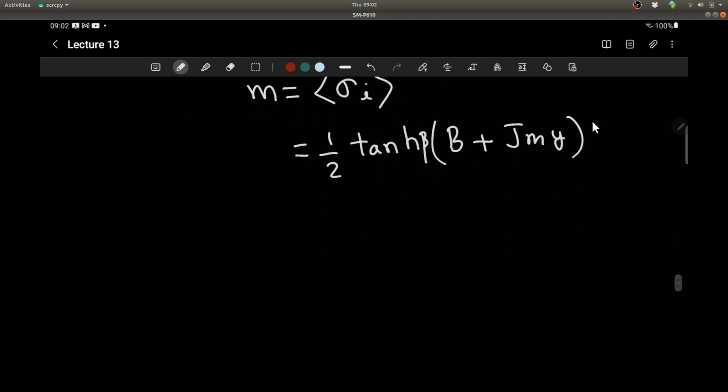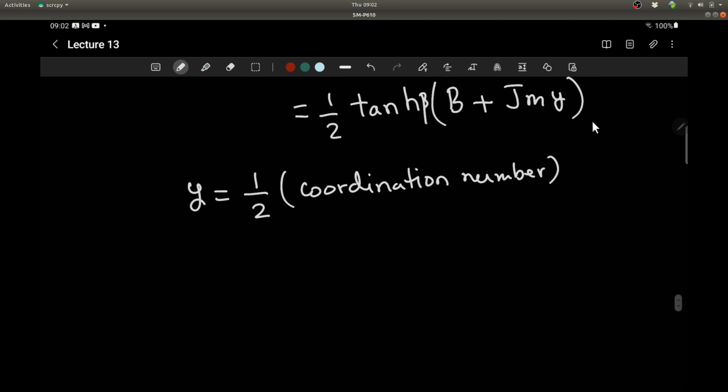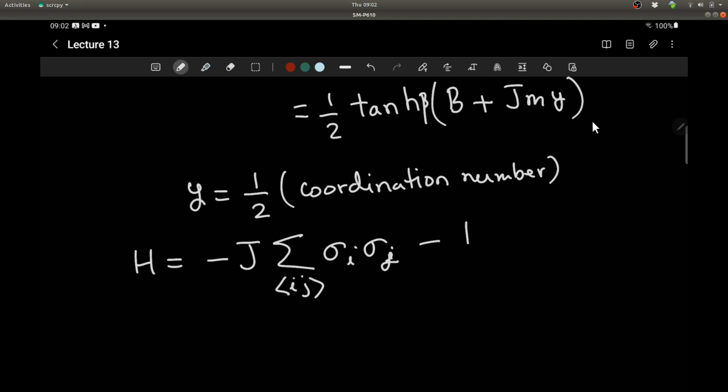Okay, and I incorrectly said that y is the coordination number. I went back and checked: y is equal to 1/2 of the coordination number. The reason is as follows. If you go back to the Hamiltonian, that was minus J sum of sigma i sigma j over nearest neighbors, minus B times the summation over i of sigma i.